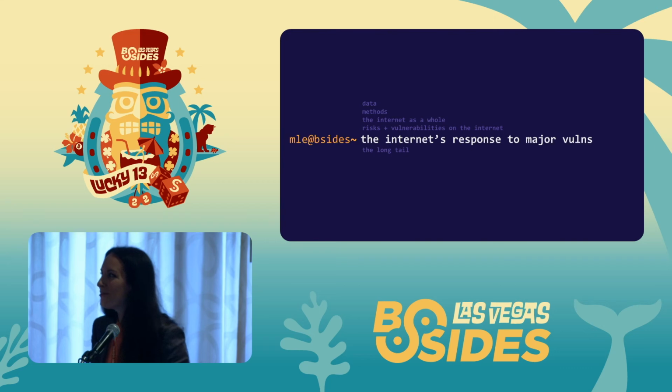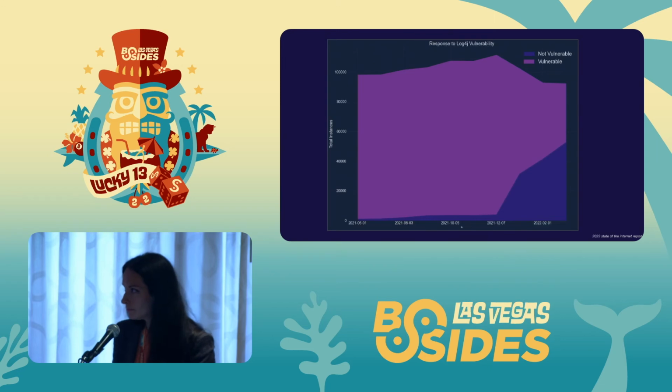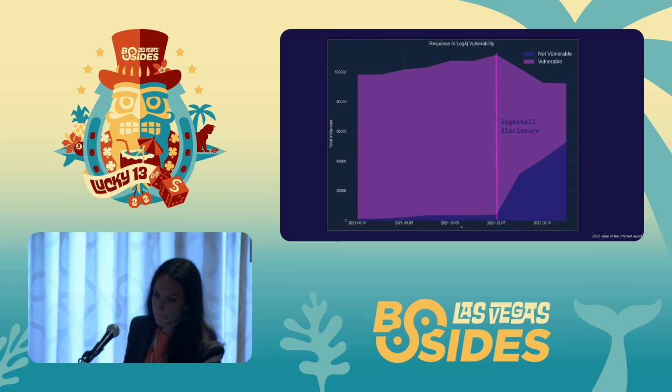So now let's talk about the internet's response to some major vulnerabilities. This is an area chart that shows the internet's response to the Log4j vulnerability. This line represents when the disclosure happened, and you can see almost immediately, the axis shows bi-monthly snapshots, but they are monthly, an almost immediate, sharp trend upward in not vulnerable versions, this darker purple. And you can also see a sharp decline in vulnerable versions. So people really jumped on this. I mean, it was everywhere.